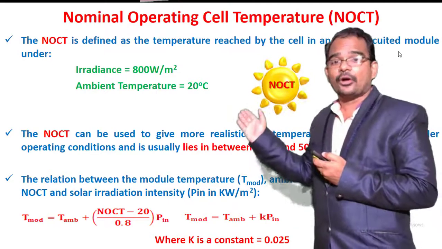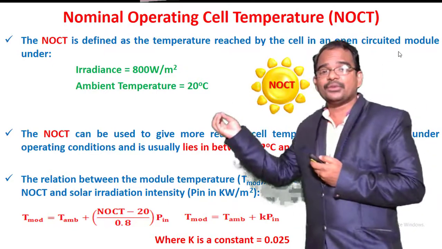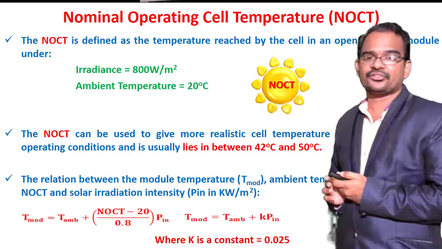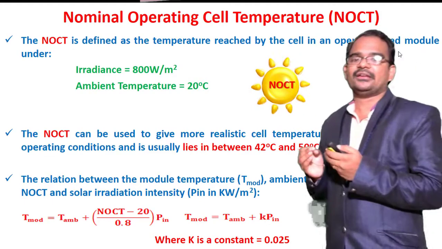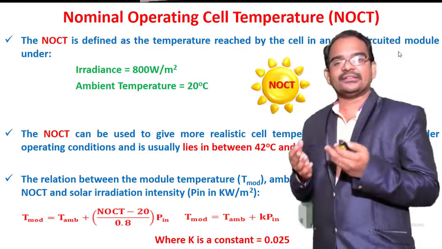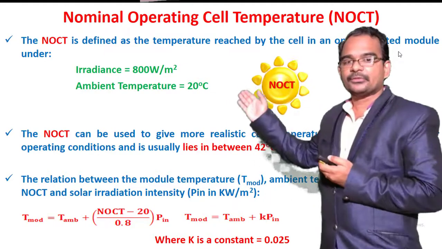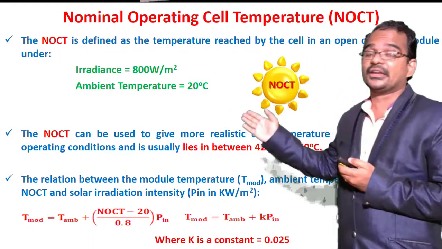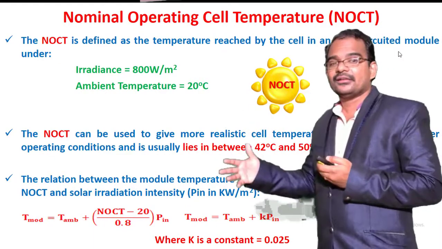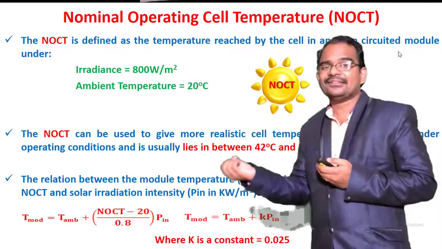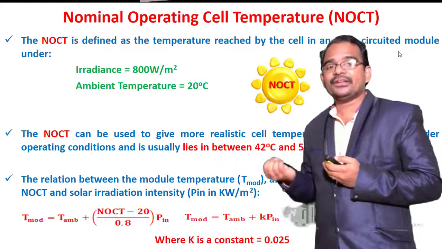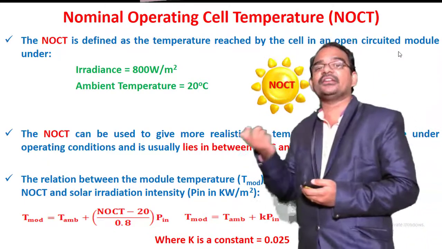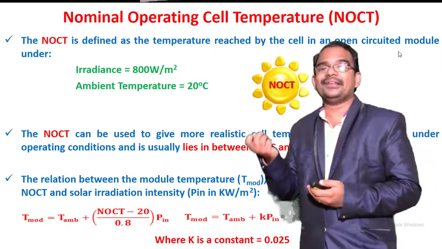And this normal operating cell temperature can be used to give a more realistic cell temperature of the module under operating conditions, and it usually lies in between 42 degrees centigrade to 50 degrees centigrade. As we have already discussed, the temperatures will generally be in the range of 35 to 50 degrees centigrade in the real environment. Now, if you keep a solar module at 800 watt per meter square and an ambient temperature of 20 degrees centigrade, and you measure the temperature of the solar module, then the temperature will be in between 42 and 50 degrees centigrade, and that value is nothing but the normal operating cell temperature.